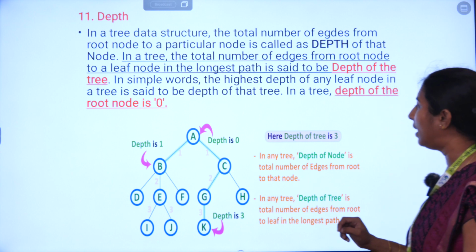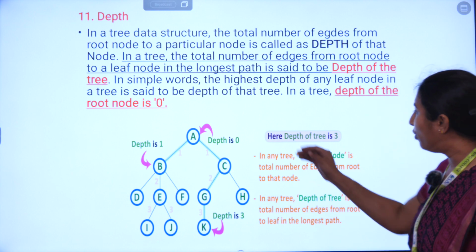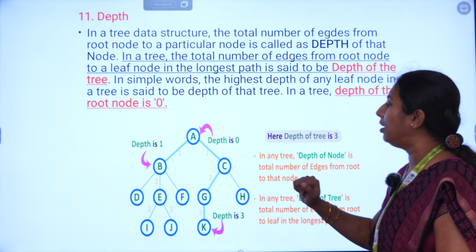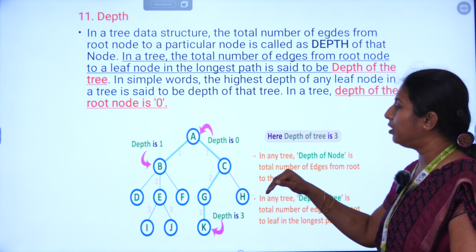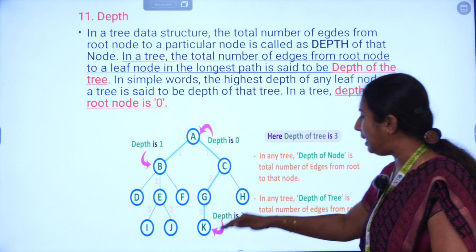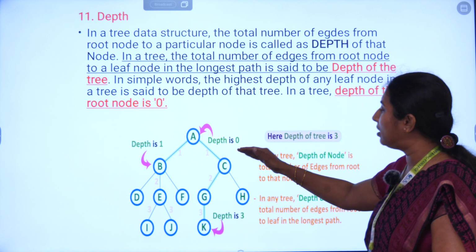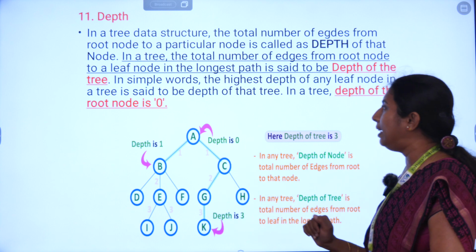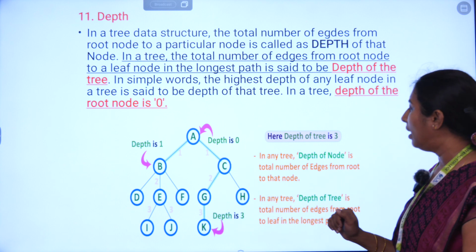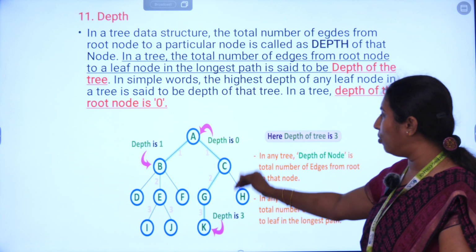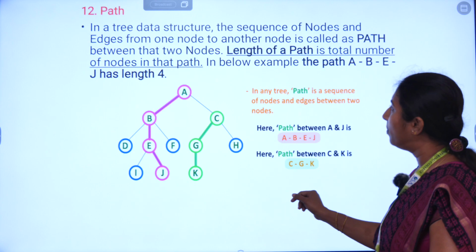Depth is nothing but the distance from the root node to the particular node, that is the depth of the tree. The previous one we were seeing is height, from the leaf node to the particular node. Here depth is calculated from the root node to the particular node, that is your depth of the node, and we can calculate it likewise.